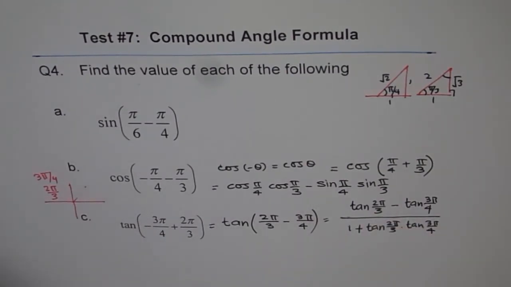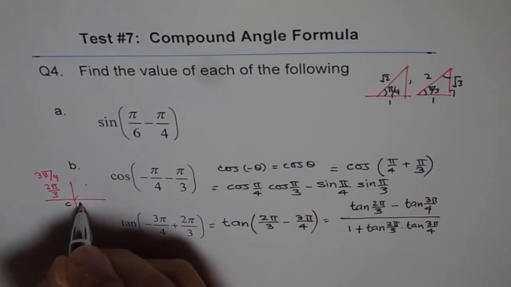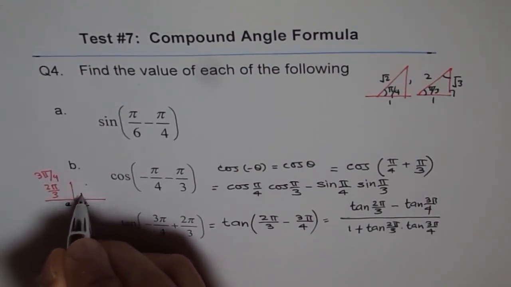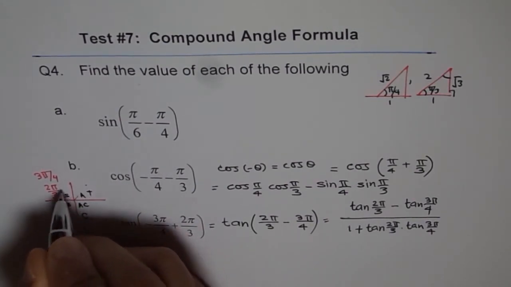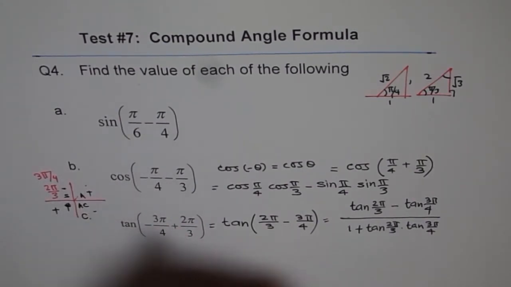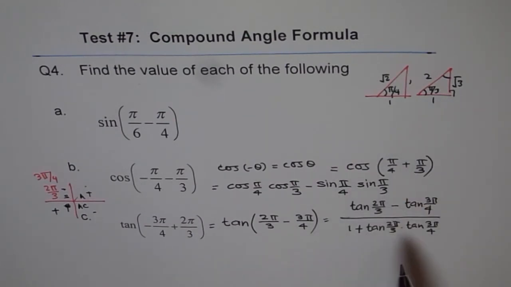So as you know, by the CAST rule, tan is positive here only, and here it is negative, correct? So when you plug in the values from there, you put negative values. That should help you to solve the question, right? That way you should be in a position to get all your answers. Thank you.